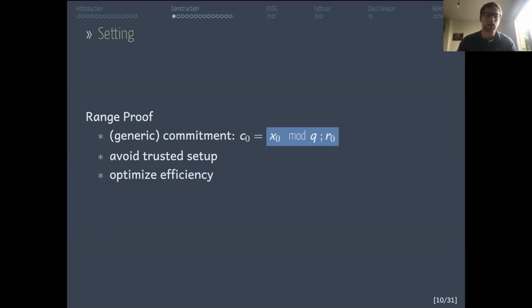Yes, so far for the basics. I guess if there are any questions about the preliminaries, then this would be the perfect time for this. Otherwise, I would dive into the construction.